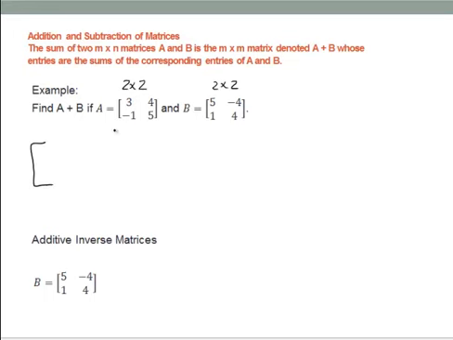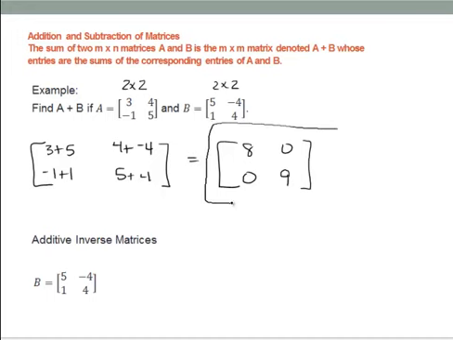Here we have 3 and 5. We have 4 and negative 4. We have negative 1 plus 1. And we have 5 plus 4. So we end up with 8, 0, 0, 9. So this is the matrix that we get after we add matrices A and B together.